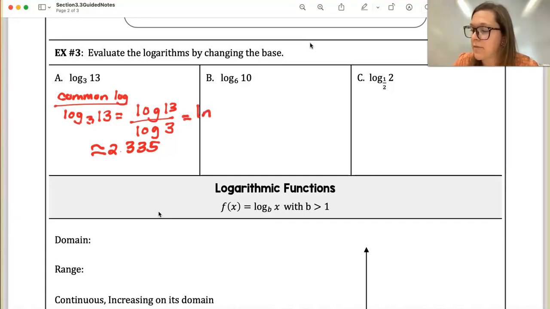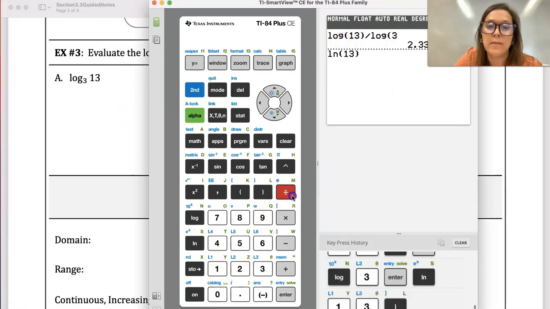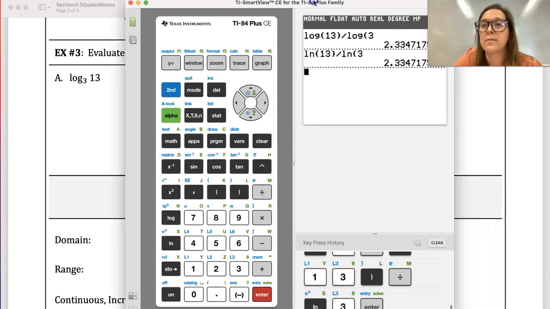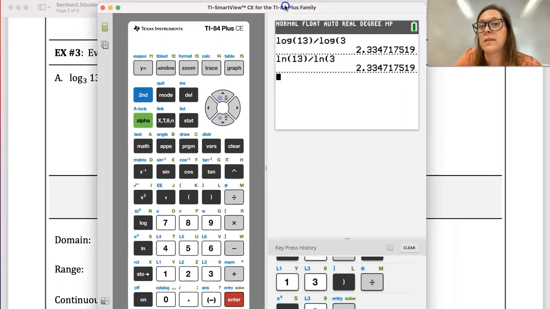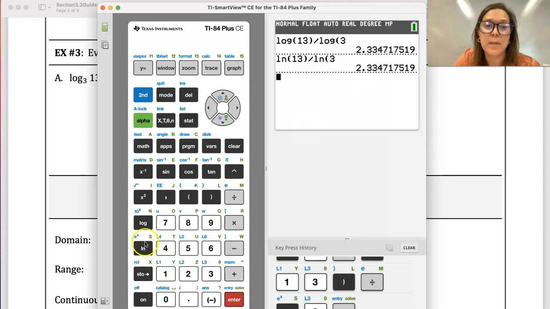So I'm just going to write this out for your own purposes. So I could do it with a natural log too. If I do the natural log of 13 divided by the natural log of 3, I'm going to get that same 2.335. Okay, so it doesn't matter what you move the base to, as long as you do the change of base formula correctly and you put your base in the basement, you're going to get the same number. The reason why we're picking common log or natural log is because that's what the buttons are on my calculator.